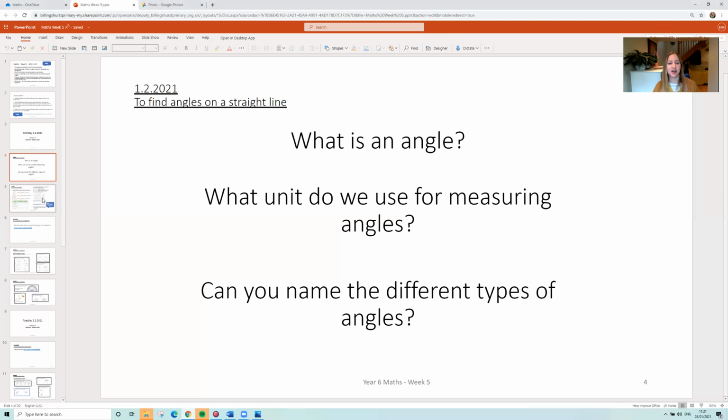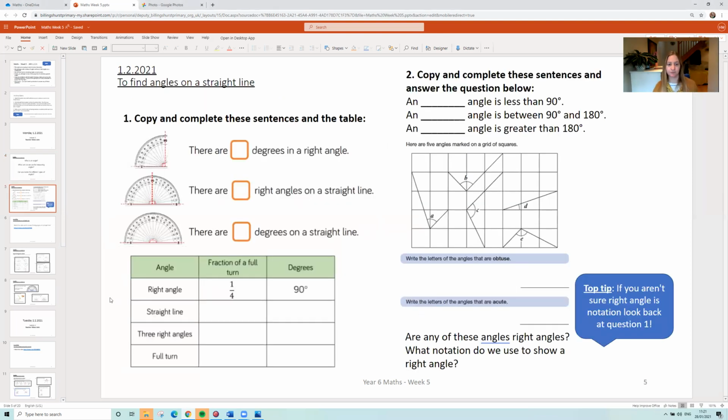So what we'd like you to do first is, again, a little bit of a review. We'd like you to copy and complete those sentences related to the right angles shown on that protractor, and make a note of how we notate a right angle. That'll be useful later on. And then copy and complete this table, thinking about the fraction of a turn that you make. You could stand up and do your 90 degree turn, your 180 degree turn, and then your 360 degree turn again.